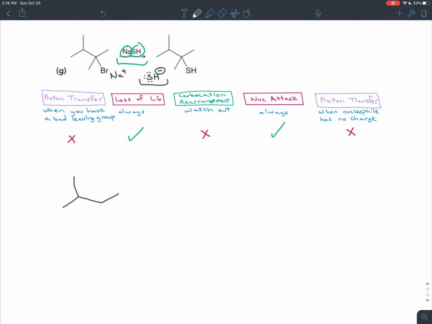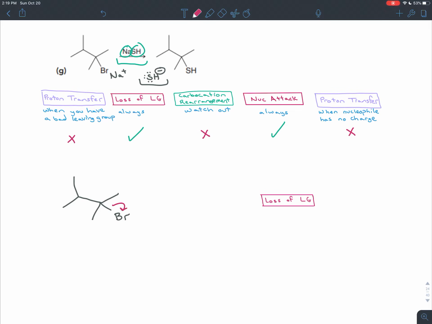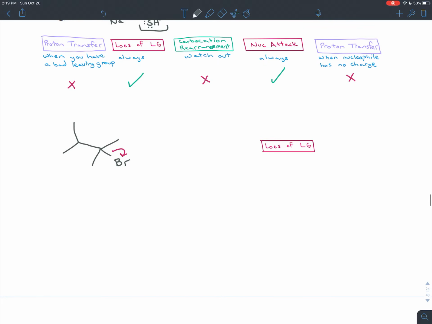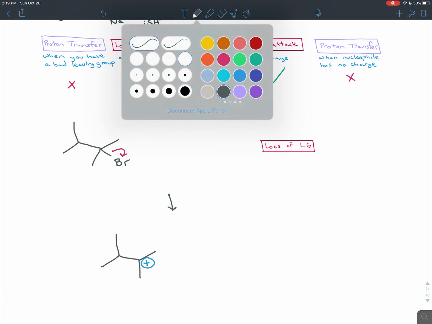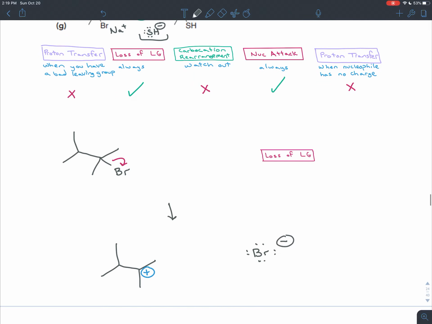Okay, so we can start by drawing our beautiful molecule here with our bromine, and our first step will be loss of a leaving group. Our leaving group is bromine, takes its electrons, picks them up, goes out of town. So we have a full positive charge where the bromine was. And now we have that bromine with a full negative charge floating around somewhere in the beaker.